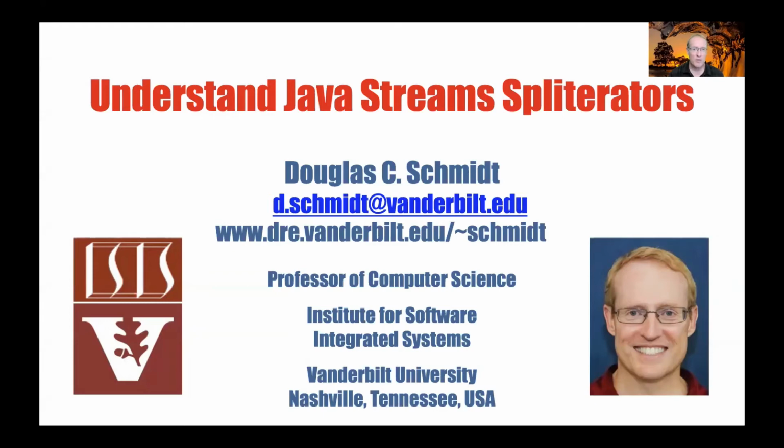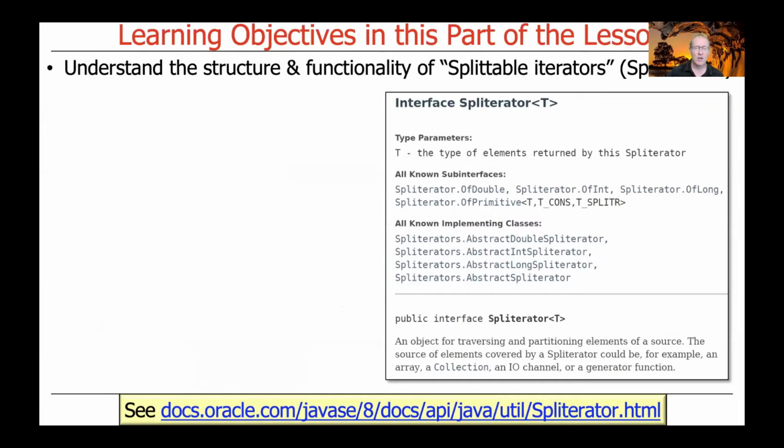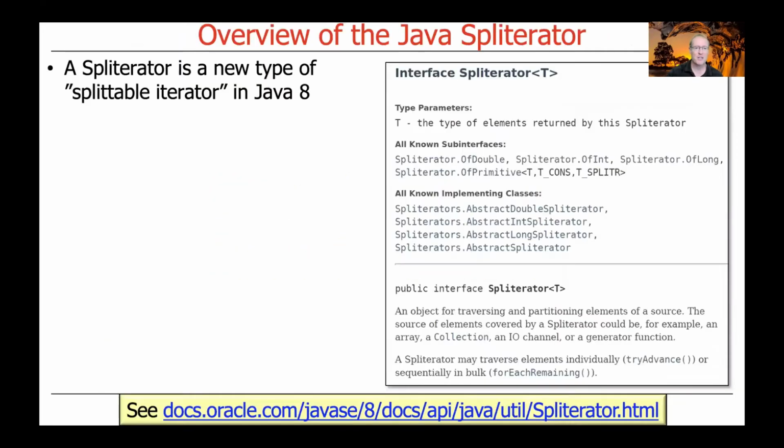So now that we've given you a little bit of an overview of how Java Stream internals works in terms of splitting and combining, in terms of construction and execution, let's start to delve a little deeper into the splitting phase by giving an overview of Java Spliterators. So we're going to talk about the structure and the functionality of these so-called splittable iterators, and you'll get a chance next to then see how they can be applied in practice.